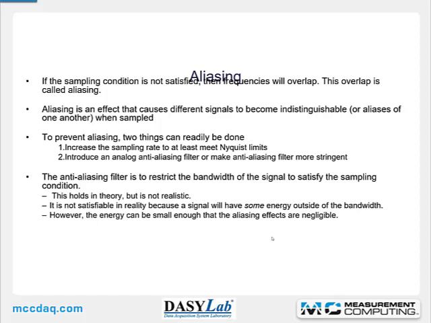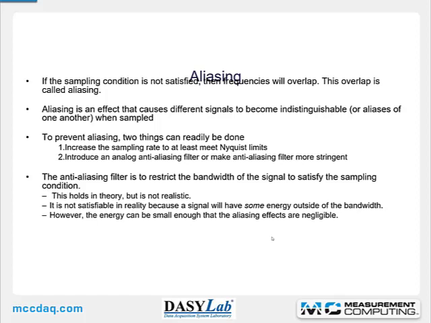Oh, I'm aliased here. Look at that. If the sample condition isn't satisfied, frequencies are going to overlap. So aliasing is a concept that says if you are acquiring data from the analog domain and there are high frequencies in the domain, think sound in particular, that if you sample sound and there are high frequencies in the sound, it's possible that those high frequencies will get acquired but look like lower frequencies because you undersampled them. So it causes different signals to become indistinguishable or aliases of one another when sampled.